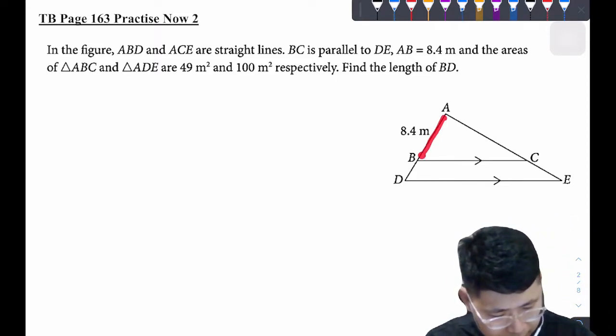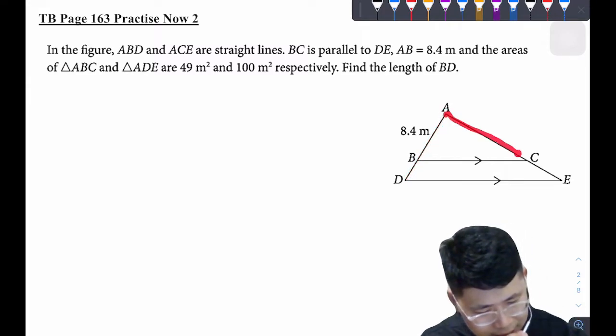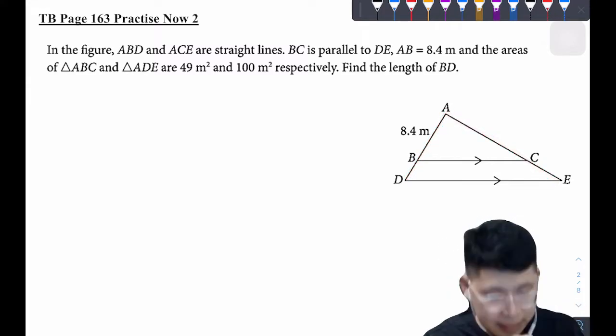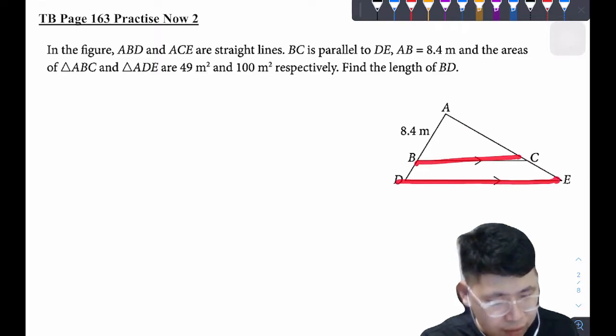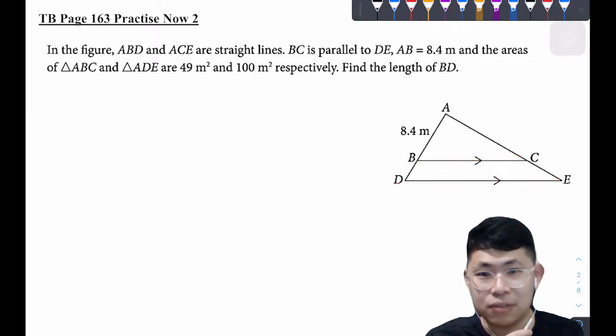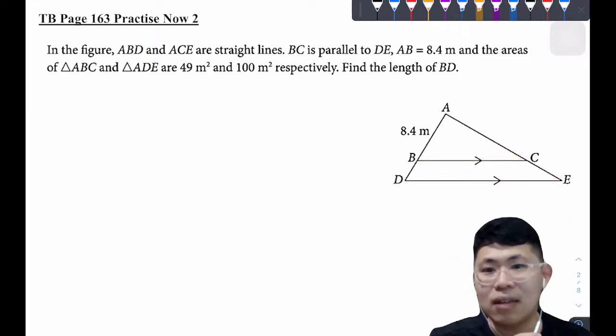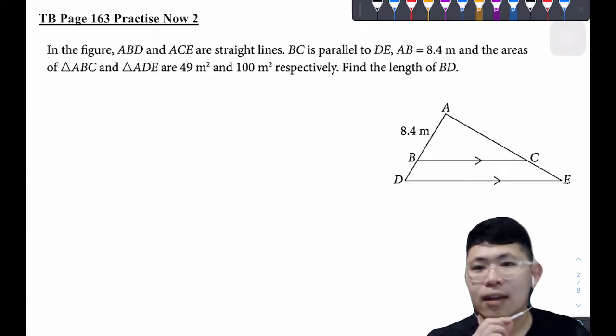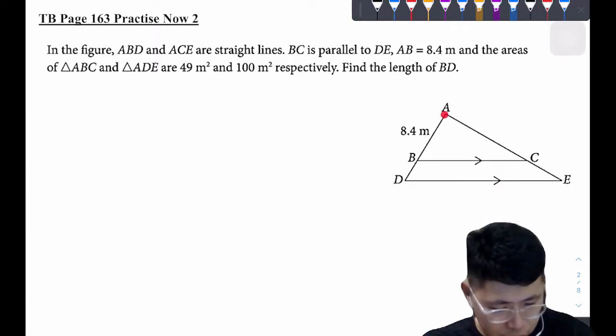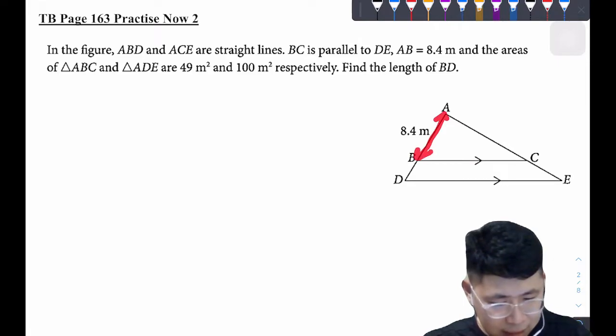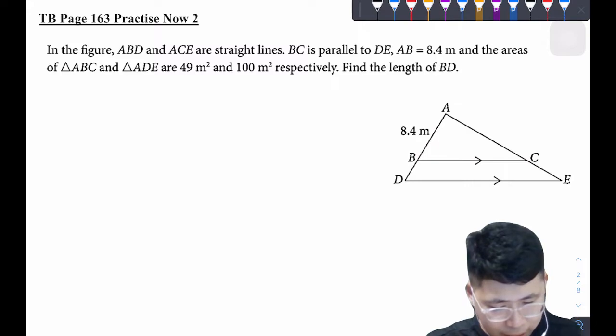So ABD, this one, and ACE, this one is a straight line. BC is parallel to DE. A very common way to spot similar triangles is like this, when you have a pair of parallel lines in a triangle. AB is 8.4, so it's given that this is 8.4. The areas are 49 and 100 meters square.